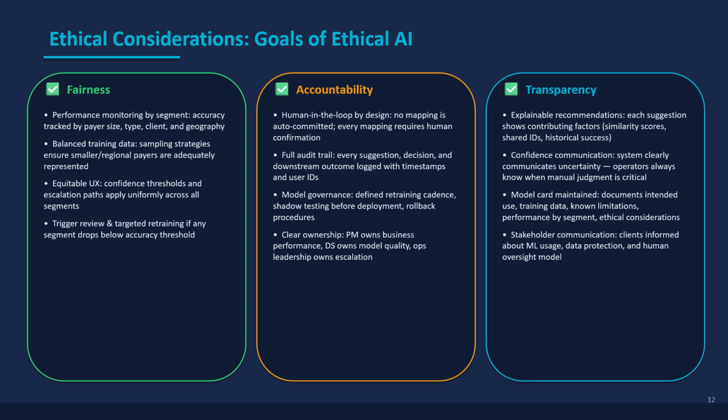For transparency, the system should clearly show evidence and confidence scores for its recommendations. Then clear documentation of the data that's being collected, how the data is going to be used, training data, known limitations, guardrails, and performance. Stakeholders should be communicated about ML usage, data protection practices, and the human oversight model.